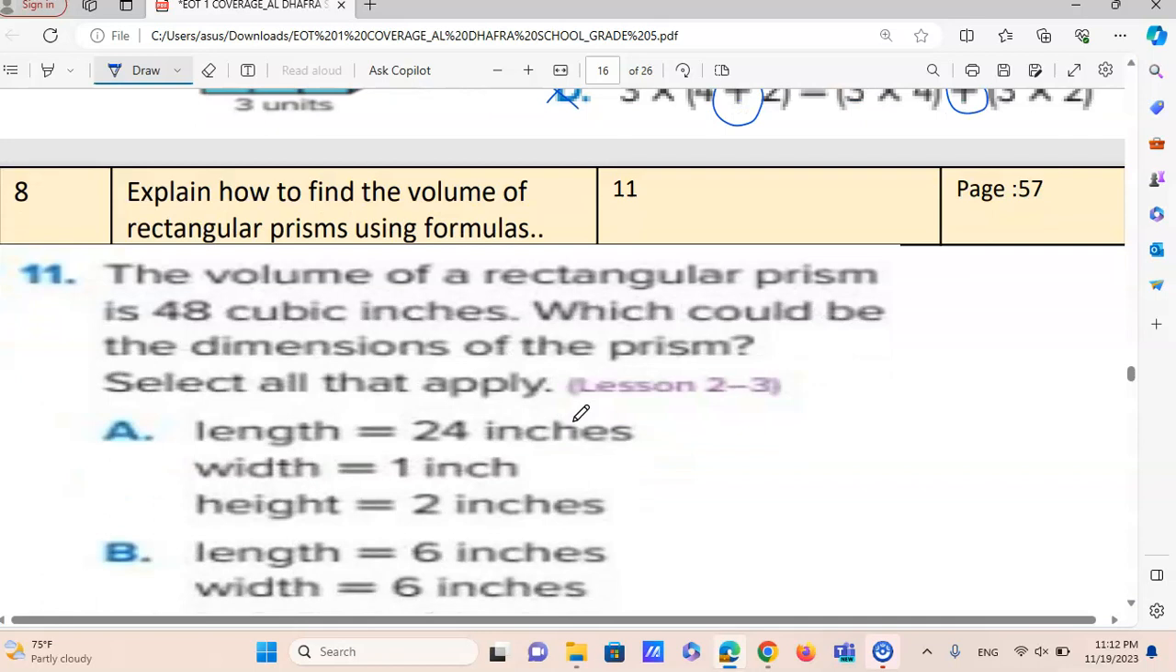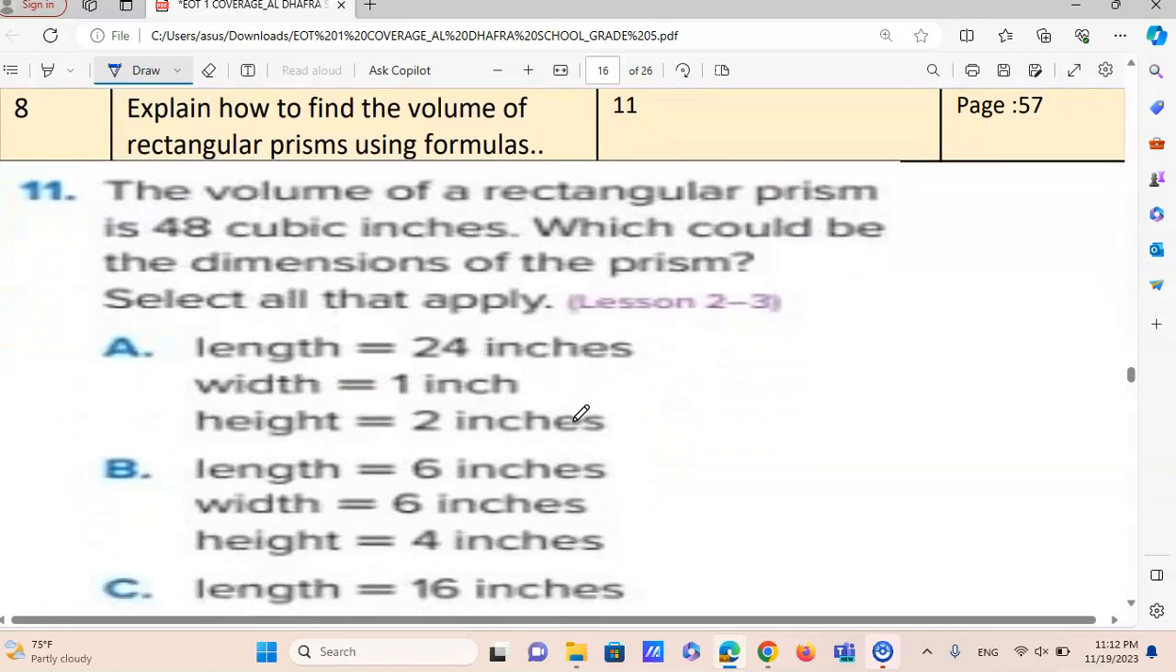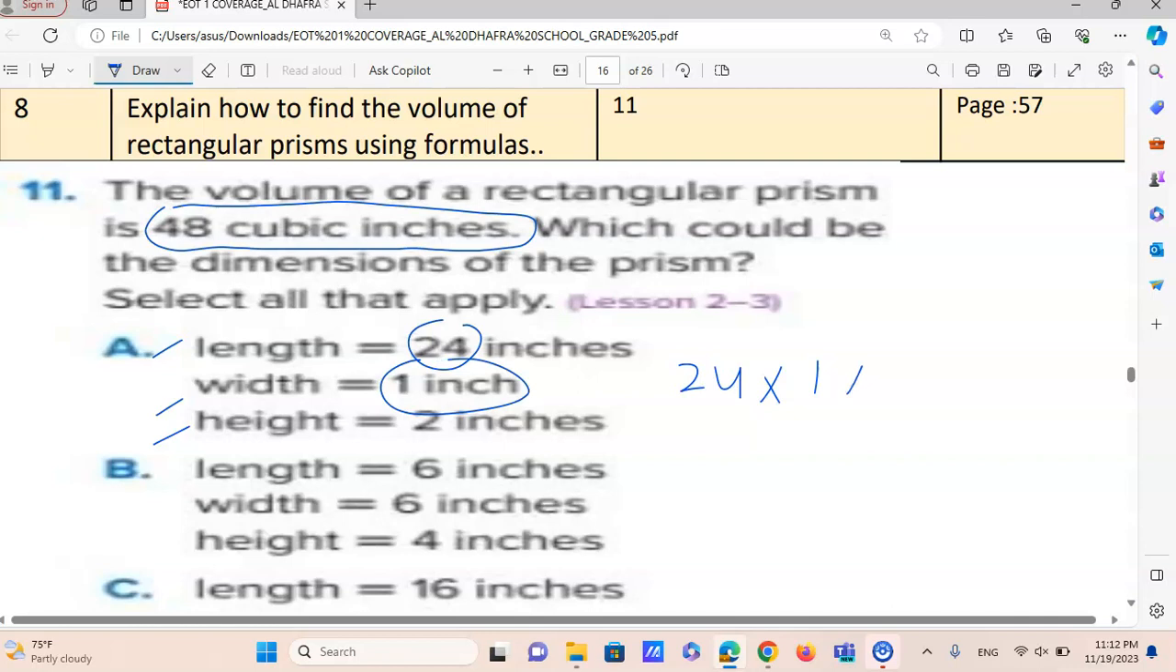Last question here in this section. You need which one gives you 48 cubic inches, the volume. Multiply length times width times height. 24 times 1 times 2 equals 48. So this is correct.